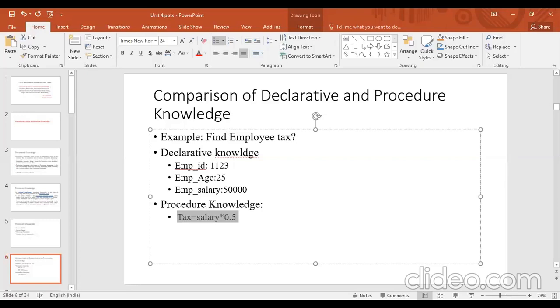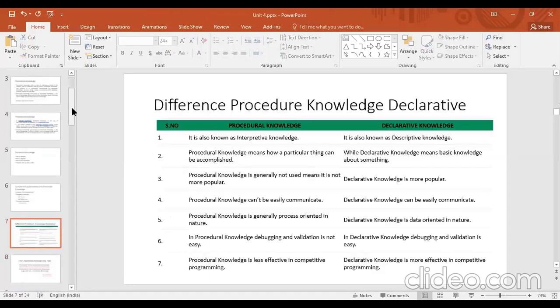So in the given example, I have to find the employee tax. The given data is employee ID, employee age, and employee salary, because this is the truth, because we have to build a system that automatically calculates the tax of an employee, right? So this data is given. Now I have to calculate this tax, but it requires some procedure for all the calculation. So this is the procedure knowledge, and the given data that is used is called declarative knowledge. Okay. Now we go to the next slide.